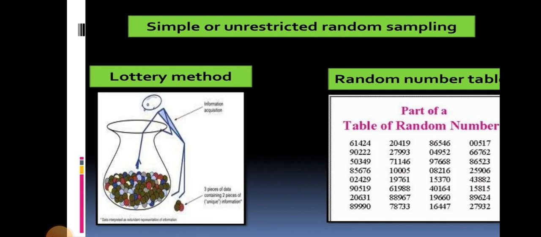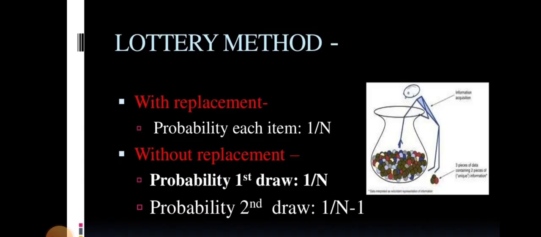In the lottery method, different names of people are written on a sheet and kept inside a jar, and just randomly we are picking 10 chits, and whosoever names are there in the 10 chits, they will be selected as a sample for our study. So this comes as the lottery method and simple number table.